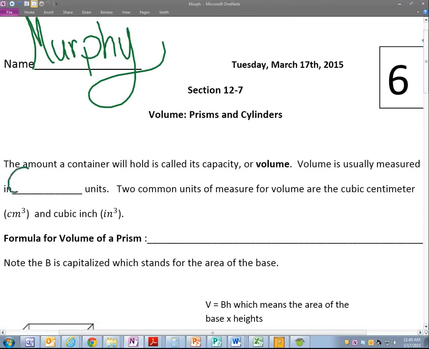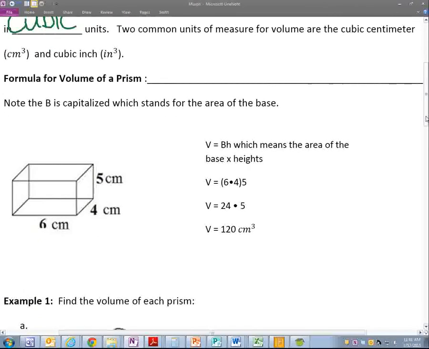What does one dimension look like? A dot or a line is 1 dimension. A plane is 2 dimensions. 3 dimensions is a 3-dimensional filled object. The common units of measure for volume are cubic centimeter and a cubic inch, written like that. All right. And the formula for the volume of a prism is going to be a capital V, a capital B, and an H.